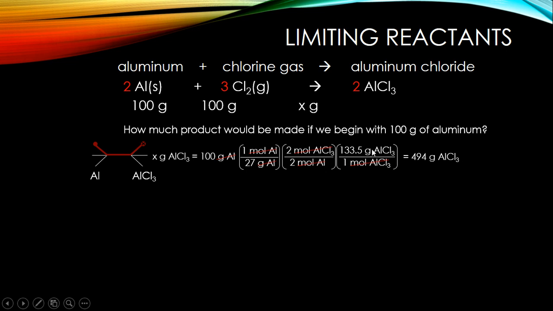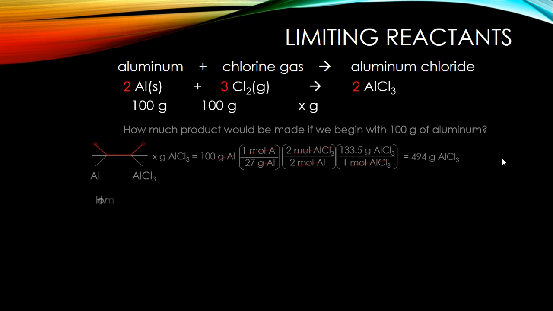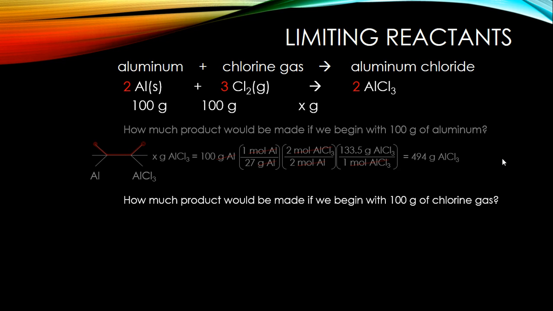All right, so we still don't know. We know that this is how much we would make theoretically, but we also don't know if aluminum chloride or aluminum is our limiting reactant. So the next step would be to look at how much product would be made if we start with 100 grams of chlorine gas. All right, so we're going to do the same thing where we're going from chlorine to aluminum chloride, going from mass to mass, and we do that through mass to moles, moles to moles, and then moles to mass again.